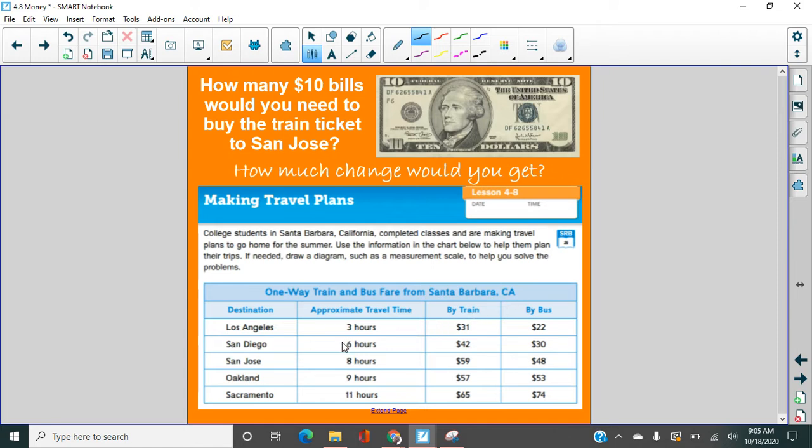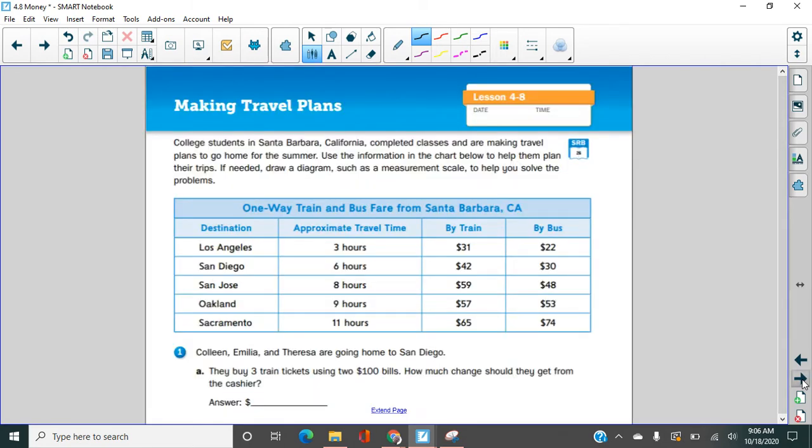Train ticket, San Jose is $59, so you would need six. Did you say six? And if you got some change, well, the six is 60. If the ticket's only 59, you would get $1 as change.